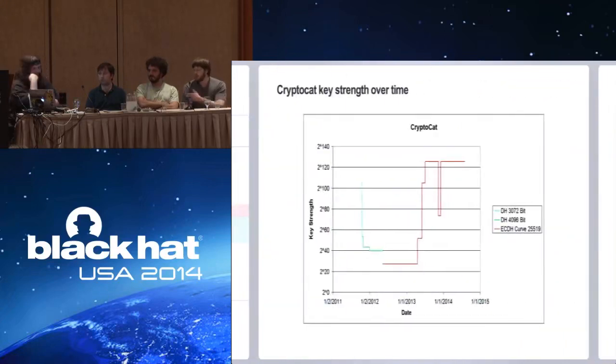This is key strength over time. The line goes up when, that's June, when they finally applied your fixes to it? When it gets to the very top. The very top. So there's a step early on where they got it a little bit stronger.